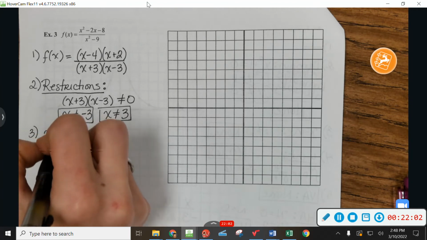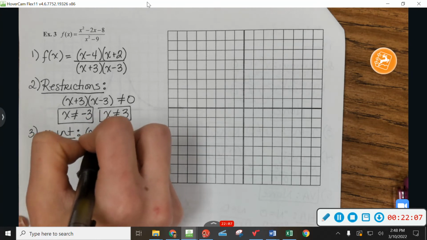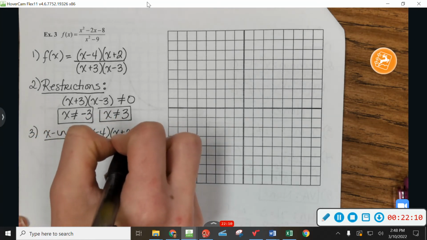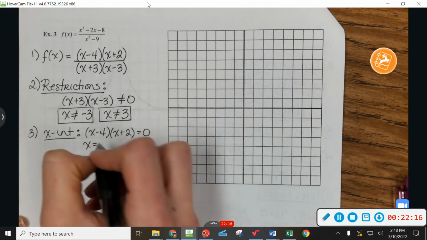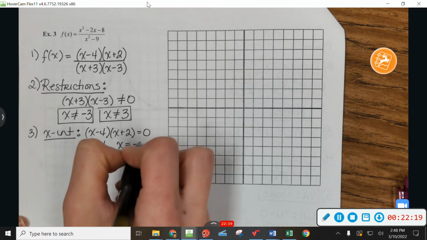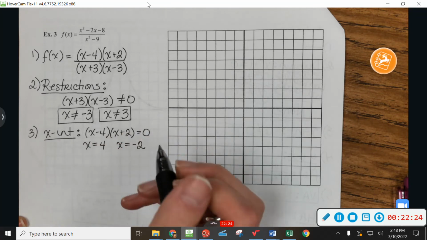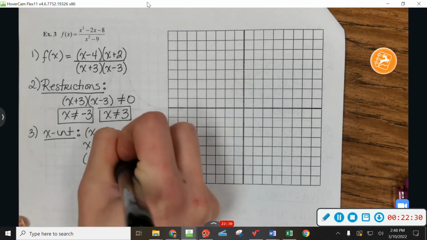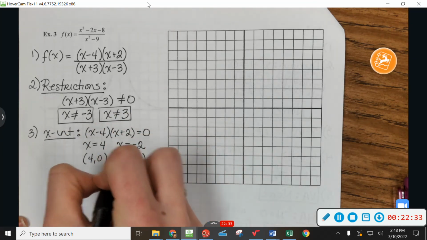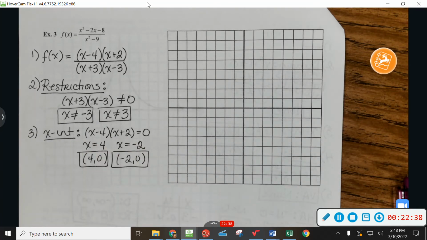So I'm going to solve for my x-intercept. I'm going to set my numerator equal to 0. I'm going to do x minus 4 times x plus 2 equal to 0. So that's going to tell me x equals 4 and x equals negative 2. But I'm not going to box that in because my x-intercepts and my y-intercepts are ordered pairs. So that's going to be (4, 0) and (-2, 0). Y'all good with that?